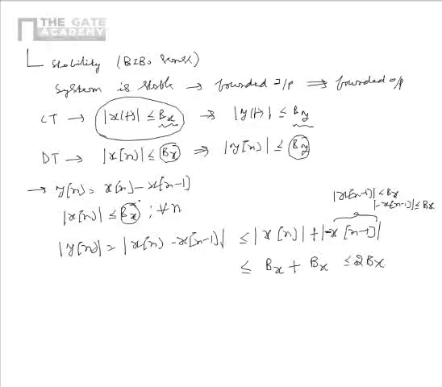As bx is finite, 2bx is also finite. From this we see that mod of y of n is also bounded. From this we see that for a bounded input we are getting a bounded output. Therefore, the system is stable in BIBO sense.